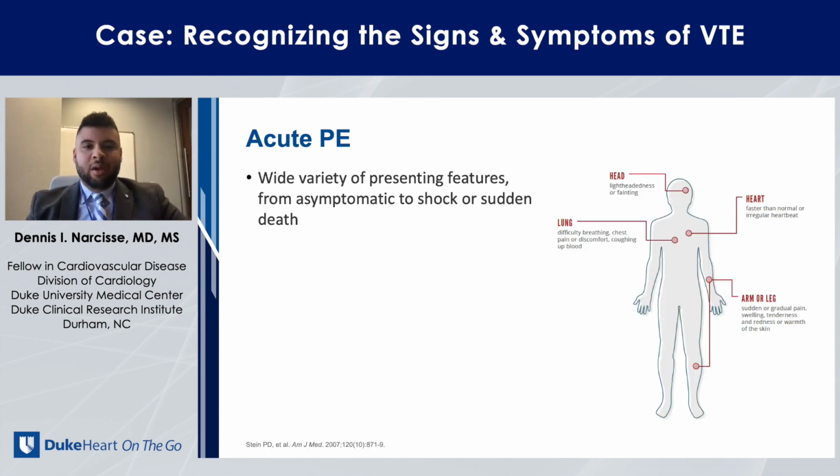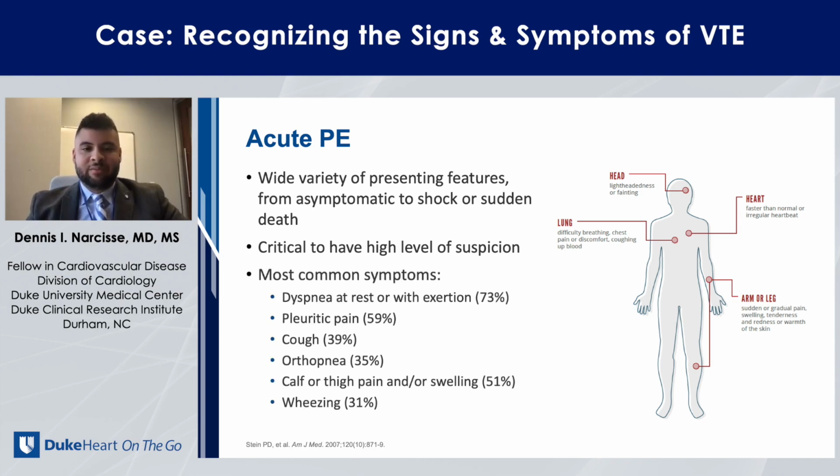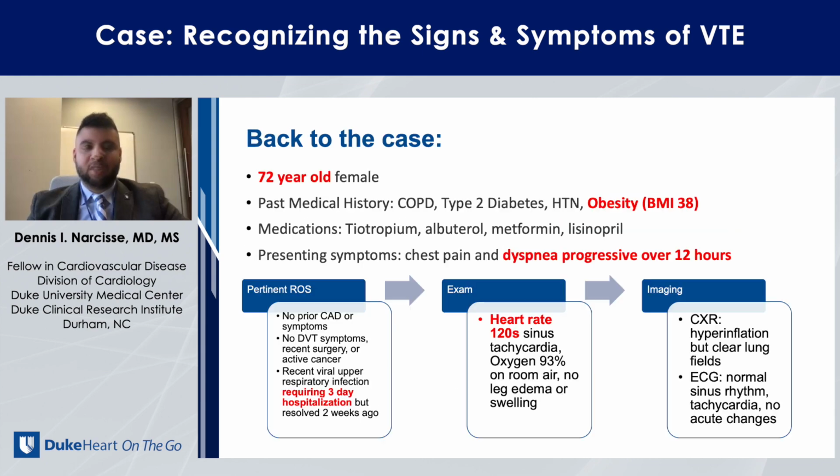In terms of acute pulmonary embolism, there's a wide variety of presentations in these patients. They can range from asymptomatic to shock or sudden death. And it's critical to have a high level of suspicion of these because missing the diagnosis can increase the mortality of these patients drastically. The most common symptoms in those patients who do have symptoms with pulmonary embolism include dyspnea at rest, chest pain, cough, or orthopnea. And less than half of the patients have calf or lower extremity symptoms, wheezing.